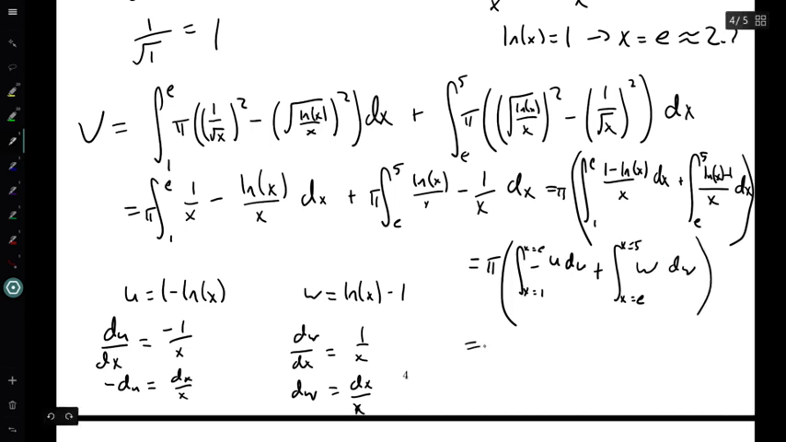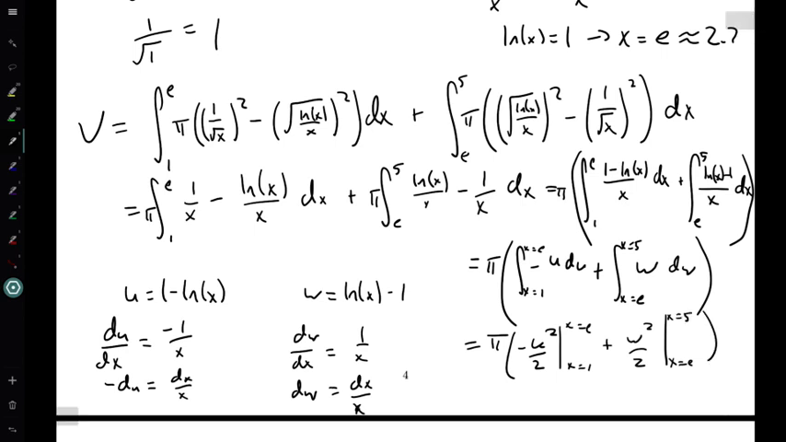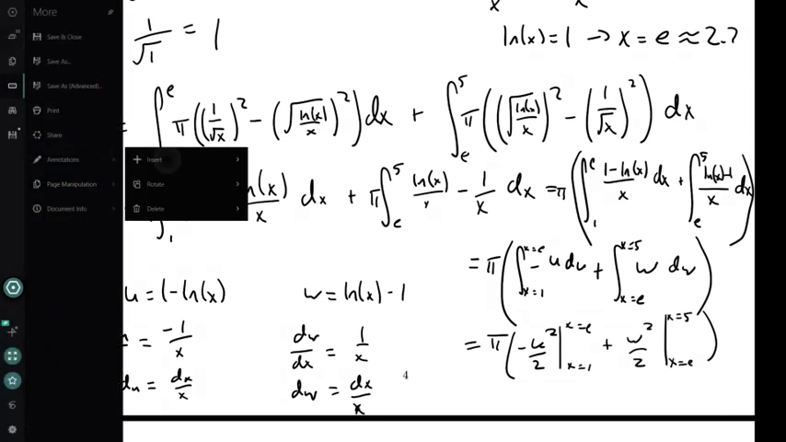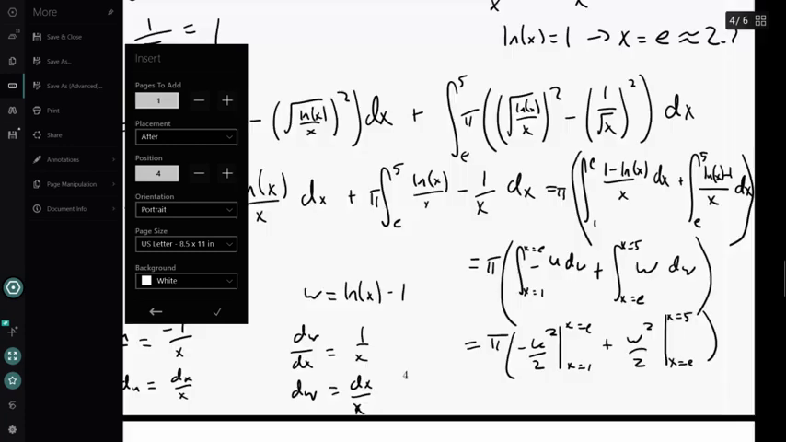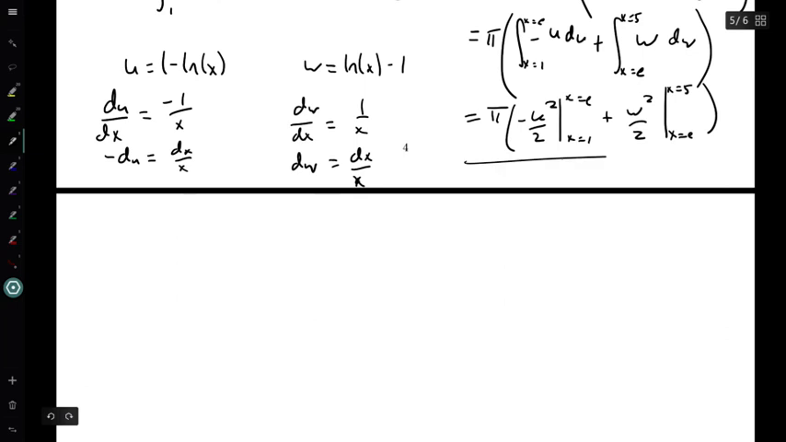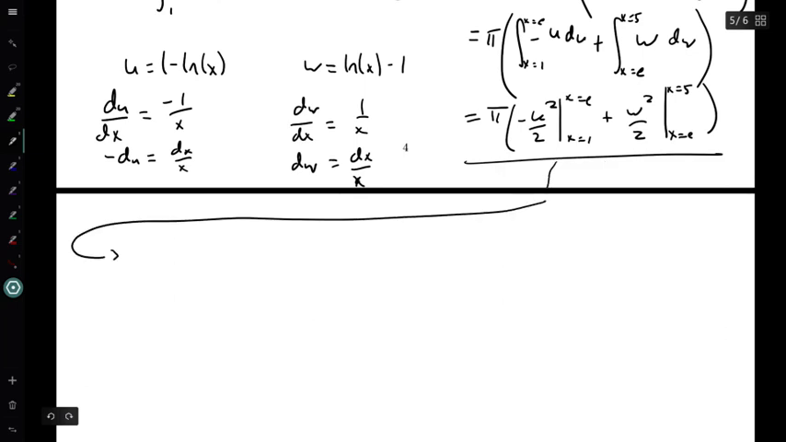Cool. Now, finally, these are both integrals that I can do. So I have pi times a negative u squared over 2, evaluated from x equals 1 to x equals e, plus w squared over 2, evaluated from x equals e to x equals 5. And I think we're going to need a little bit more room to do some work here. All of this we're going to bring on to the next page.